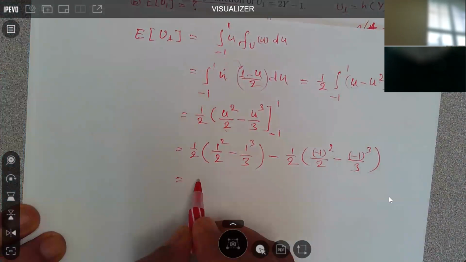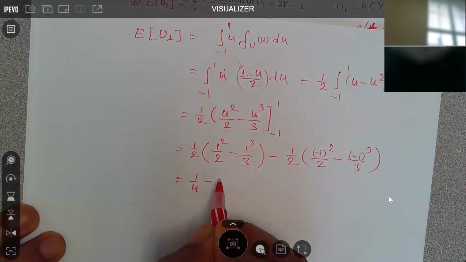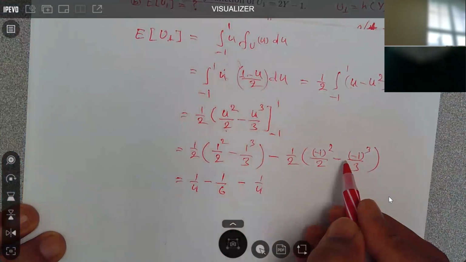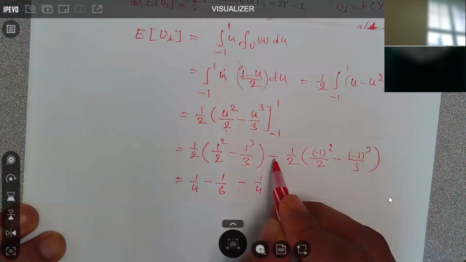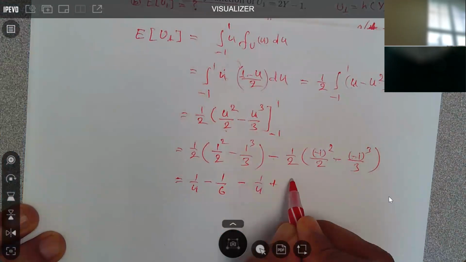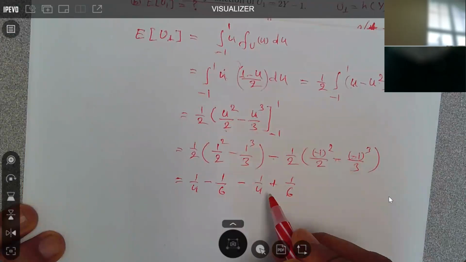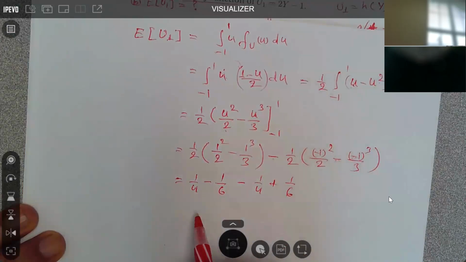So this equals 1 over 4 minus 1 over 6 and minus 1 over 4. This is negative, negative positive, and this is negative so this is positive here, 1 over 6. Positive, negative, cancel here, everything. Something is wrong, right?